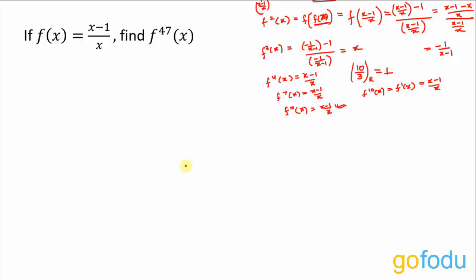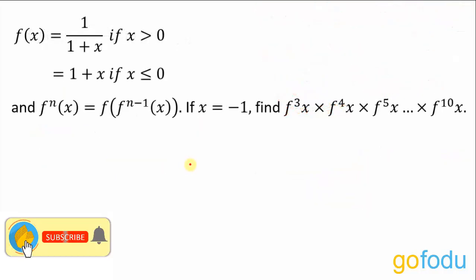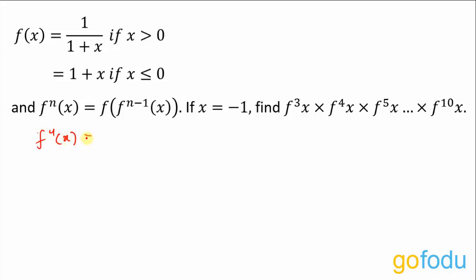Moving on to the next question, which is from CAT 2000. Just pause and go through the question once. We are given a condition here. If x is greater than 0, our function will be defined as 1 upon 1 plus x. If x is less than or equal to 0, our function will be 1 plus x. And what is this here? This is nothing but the definition of an iterative function, right? f4x will be what? f of f3x. This is what an iterated function is. Okay, so this is nothing new.